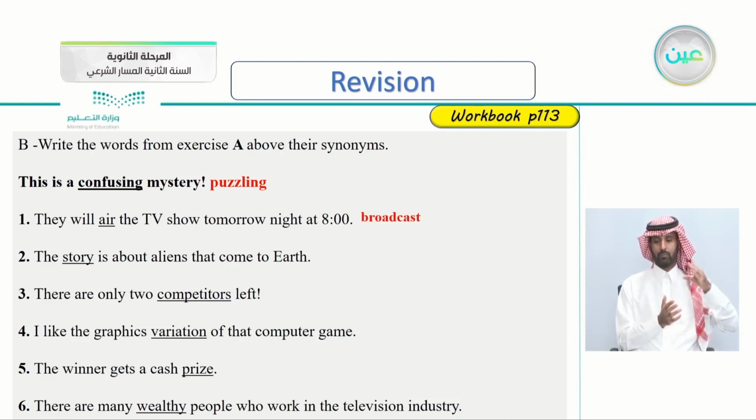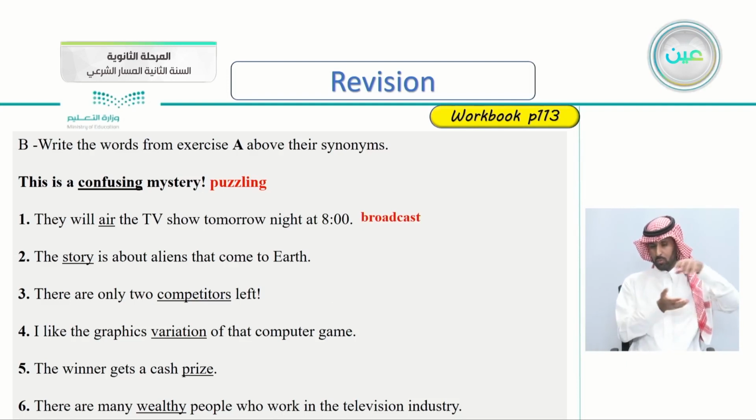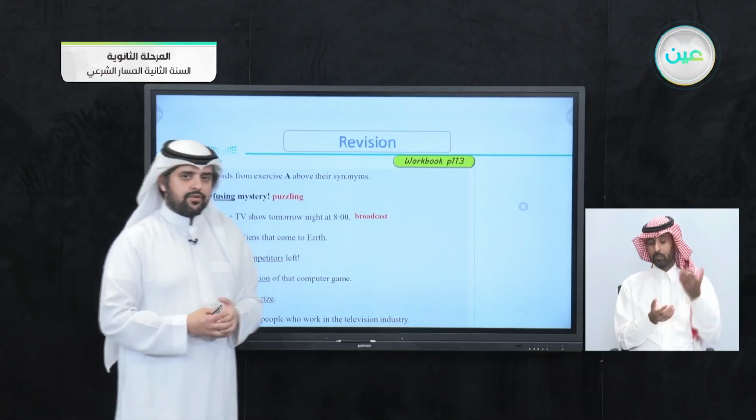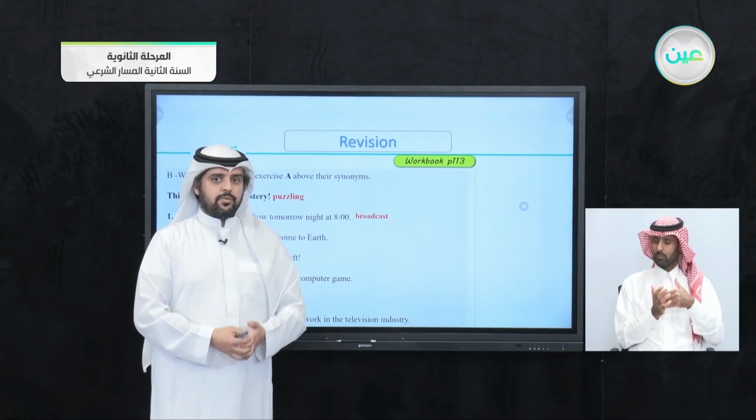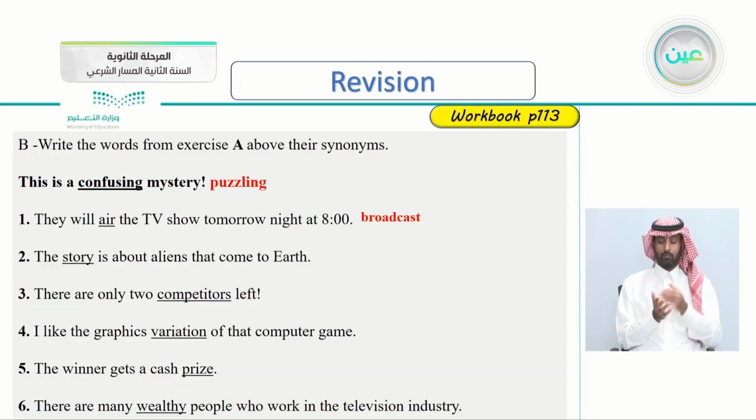Number 2. The story is about aliens that come to Earth. The word story here, what's the synonym for the word story from exercise A? If you remember the last word, yes, that's correct. Of course, it's plot. You can say the plot is about aliens that come to Earth.